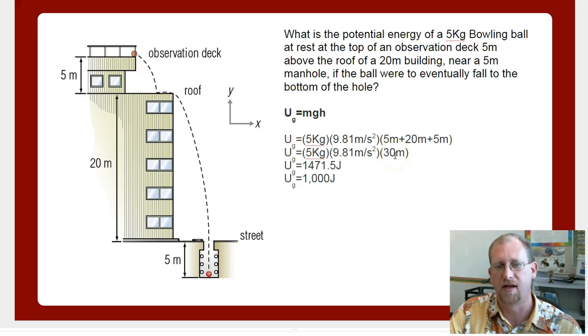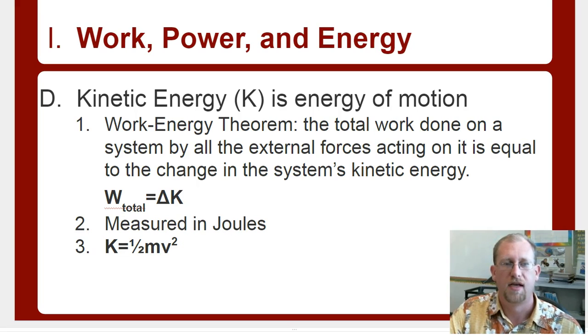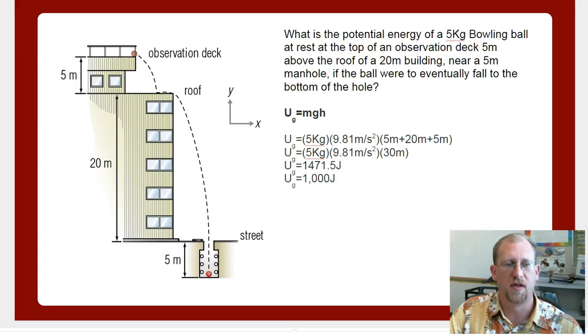We just want to add that together. And so you just multiply across, and there are 1,000 joules, when you correct for significant digits, of energy up here represented by this bowling ball. Okay? Alrighty. Kinetic energy is very much related to potential energy. They come together in a term called mechanical energy.